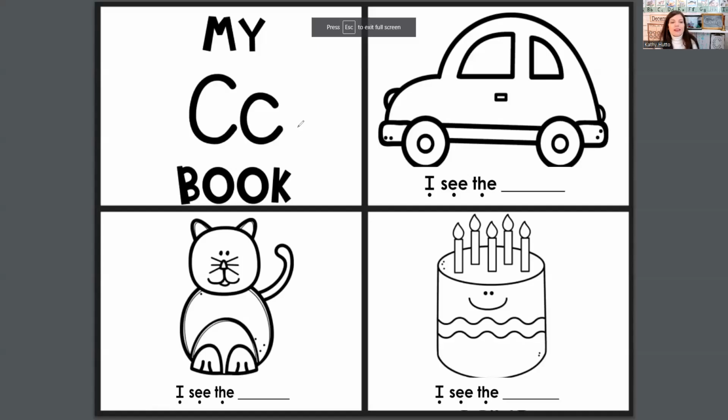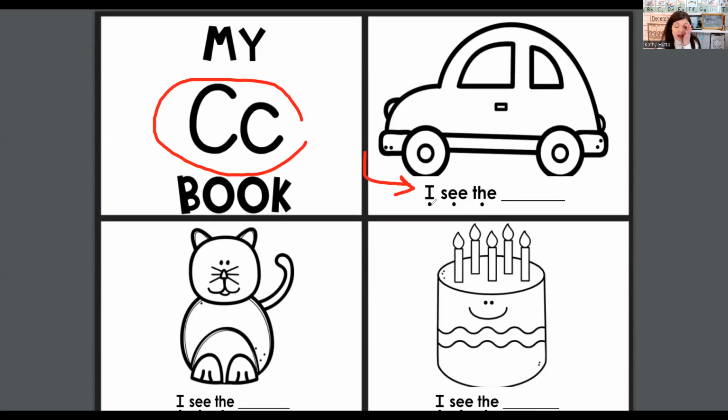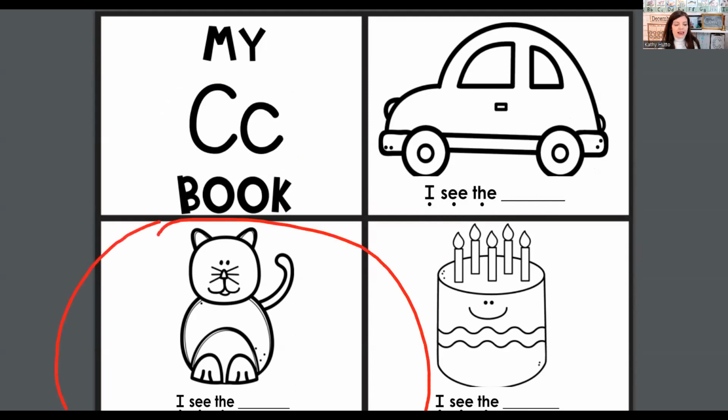Okay, so here we are at the top. It says my C book. Can you read this page? I see the car. Okay, let's come down here. What do you see? I see the cat.